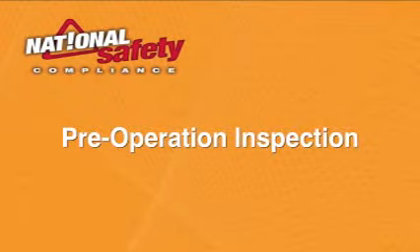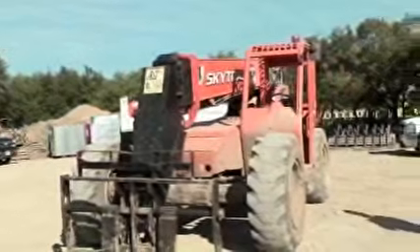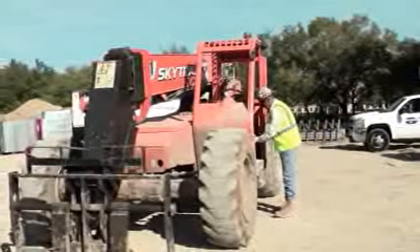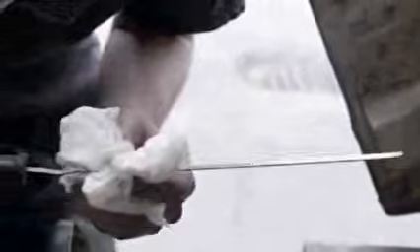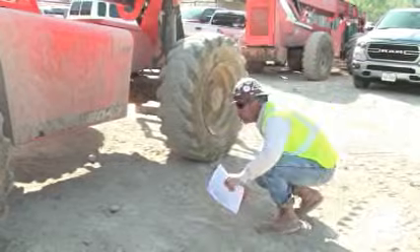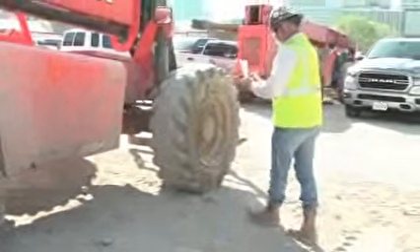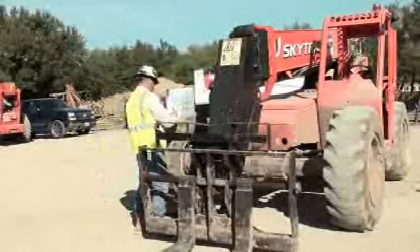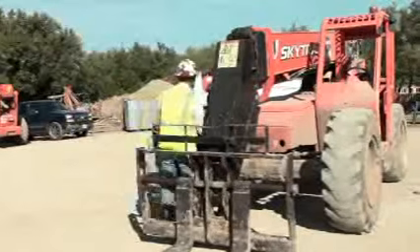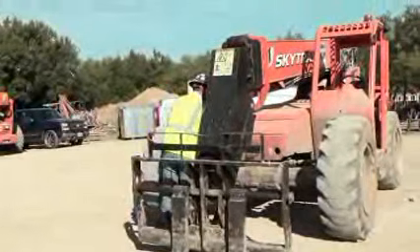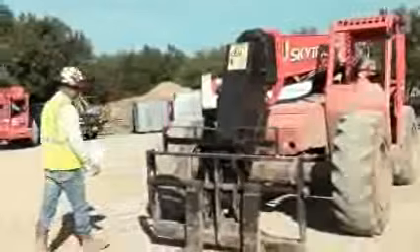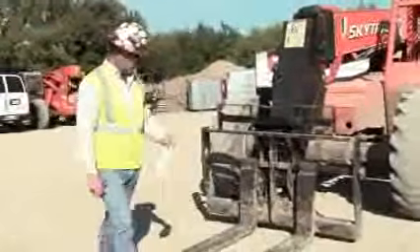Pre-operation inspection. Before starting the forklift, conduct a pre-operation inspection which covers but is not limited to the following: fluid levels, oil, water, and hydraulic fluid, leaks, cracks, or any other visible defects, tire condition and pressure, including cuts and gouges, condition of forks, load backrest extension, finger guards, safety decals and nameplates.